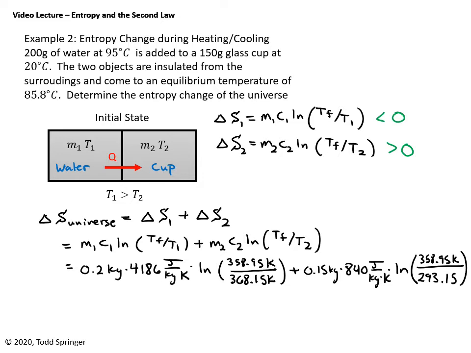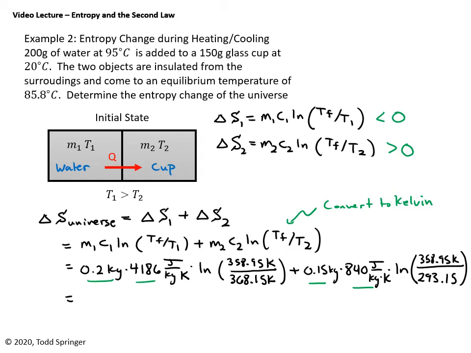So there are all the numbers. I plugged in the mass of the water, specific heat of water, and those temperatures converted to Kelvin. Make sure you remember to convert to Kelvin. We're dealing with absolute temperature scales here. And then the mass of the cup, specific heat of the cup. Okay, so what do we have?